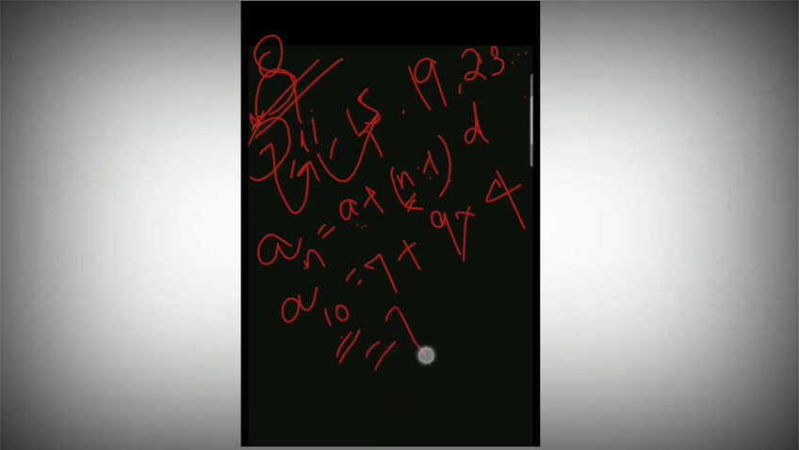Okay, students. 7 as it is, 9 times 4, that will be 36. 36 plus 7, that will be 43. I think all of you have got it.